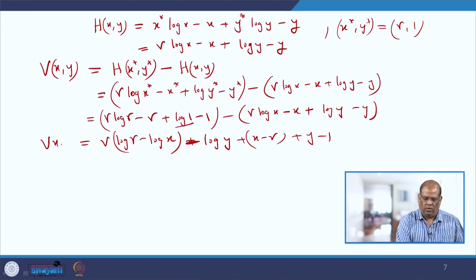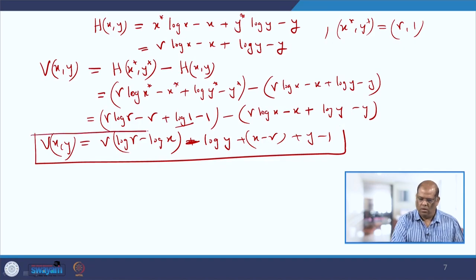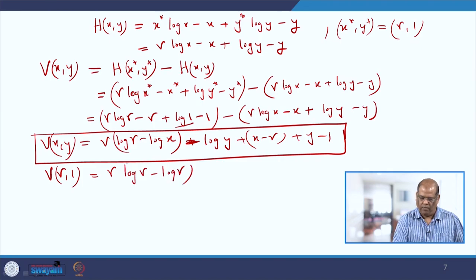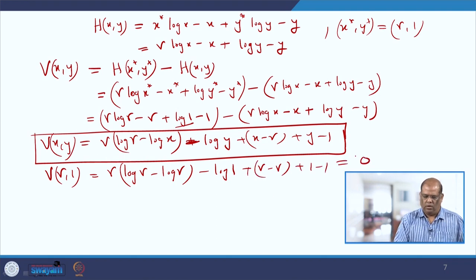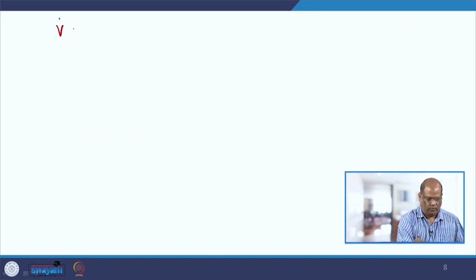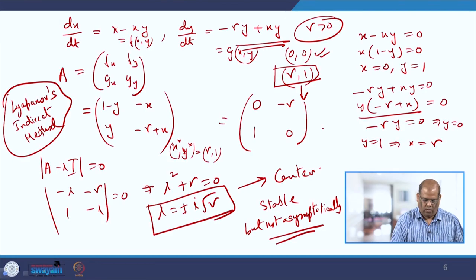So, this is your Lyapunov function. Now, if you put gamma, 1 here, you are going to get gamma log gamma minus log gamma minus log 1 plus gamma plus 1 minus 1, and this gives you 0. So, at the equilibrium point, the function vanishes. Now, let us calculate v dot.